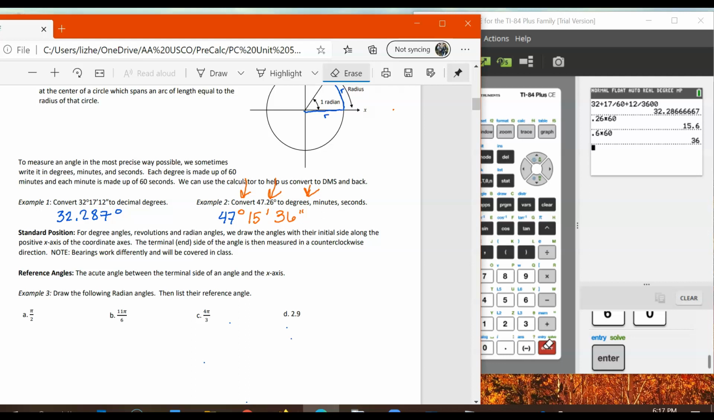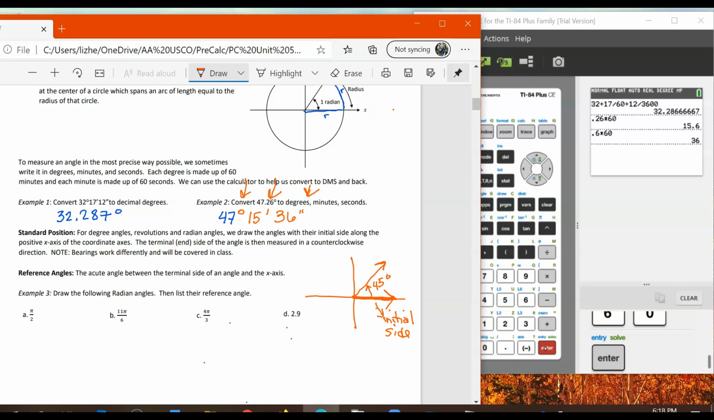All right, so standard position. For degree angles, revolutions, and radian angles, we draw the angles with their initial side along the positive x-axis. So remember that. Whenever we did this, this was the initial side, remember? So I'll label that initial side. And then the terminal side of the angle is measured in a counterclockwise direction. So like for a 45-degree angle, here's my initial side, there's my terminal side, and that would be a 45-degree angle. That is in standard position.